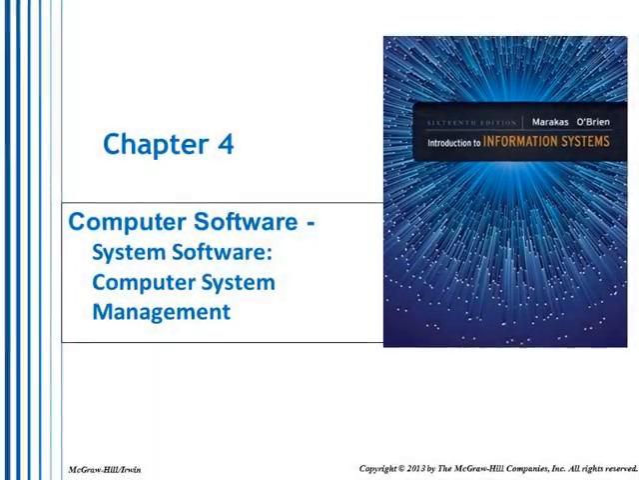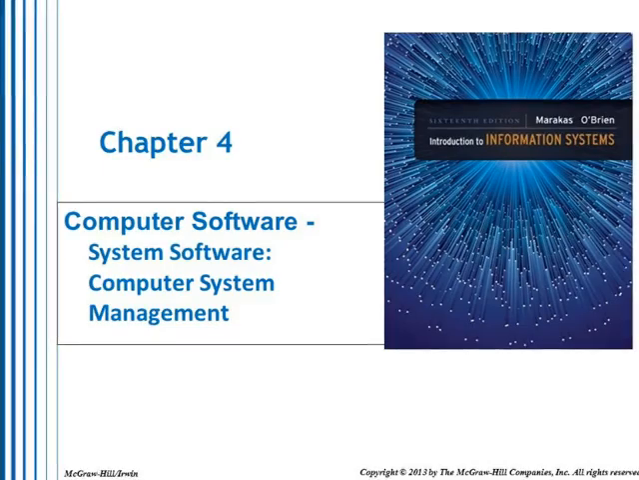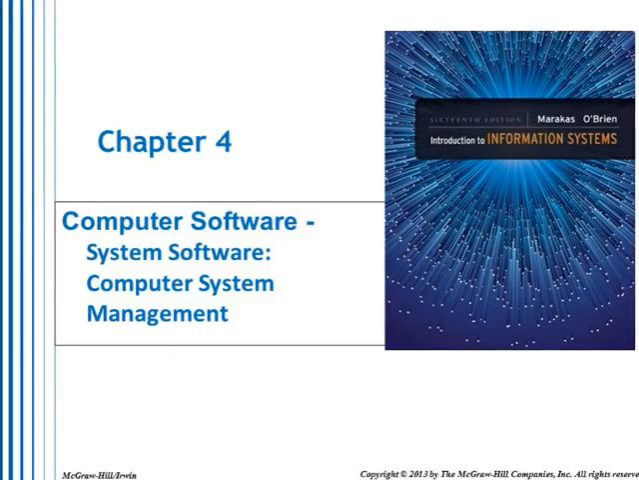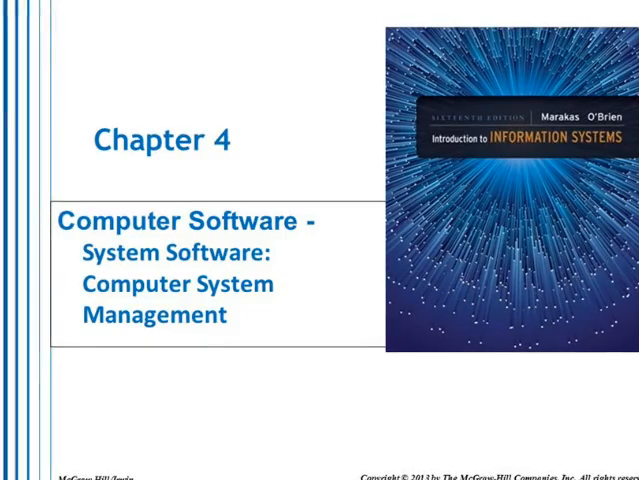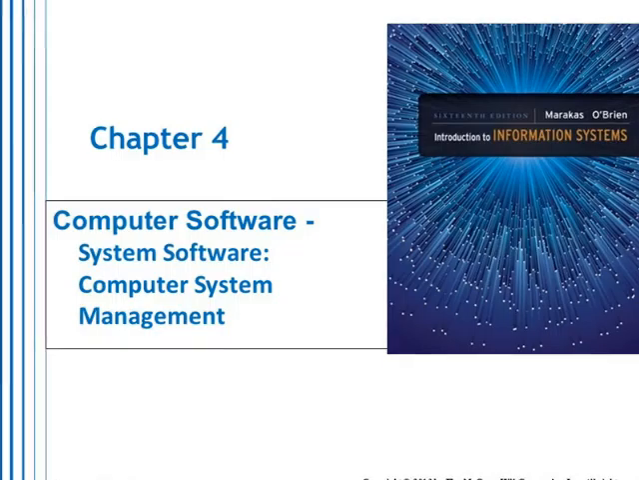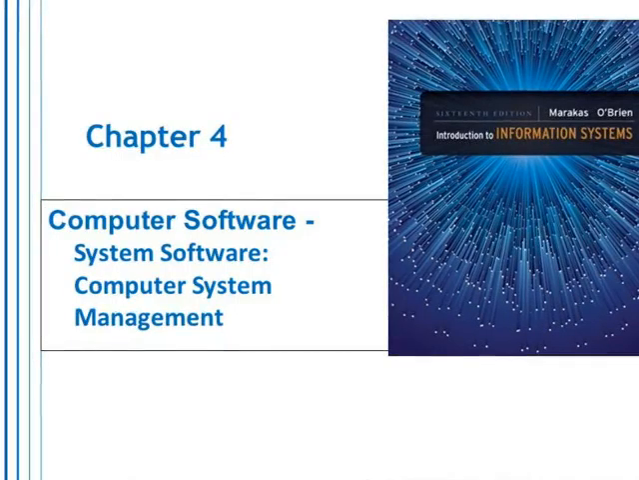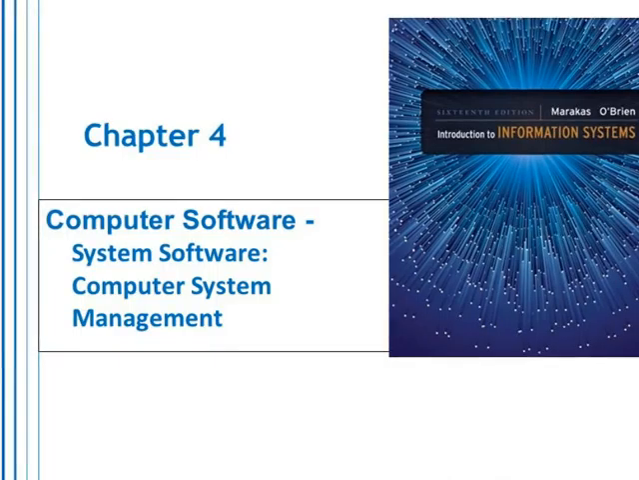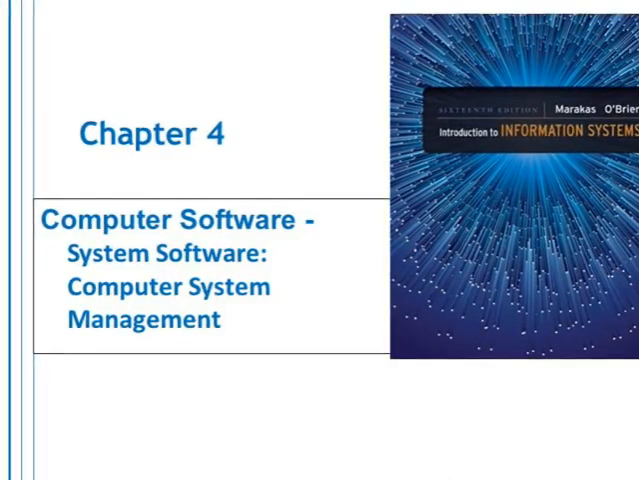The second half of Chapter 4 deals with system software. System management programs manage the hardware, software, network, and data resources of a computer system during its execution of information processing jobs. Examples of system management programs are operating systems, network management programs, database management systems, system utilities, application servers, and performance and security monitors.